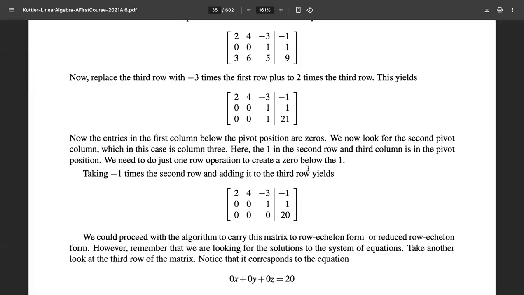So now all we need to do is make the entry below this one 0. So I want to make this one equal to 0. So what I'm going to do is take -1 times the second row and add it to the third row, and then it yields something like this.